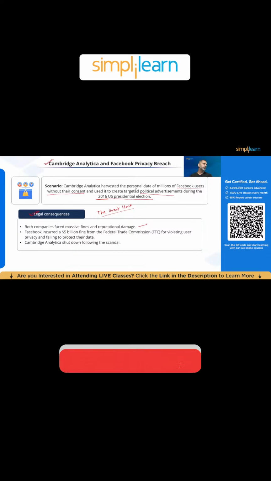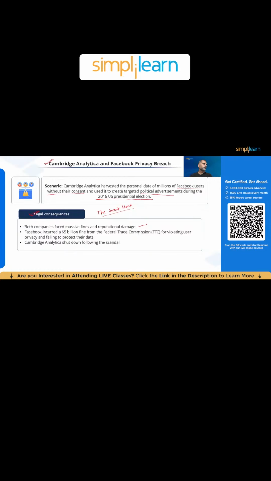Anyway, this happened in 2016, but later it was discovered. When this was discovered, there were some legal consequences also. Both companies faced massive fines and reputation damage. That's the very first thing. Cambridge Analytica and Facebook both were fined and their reputation went down also.